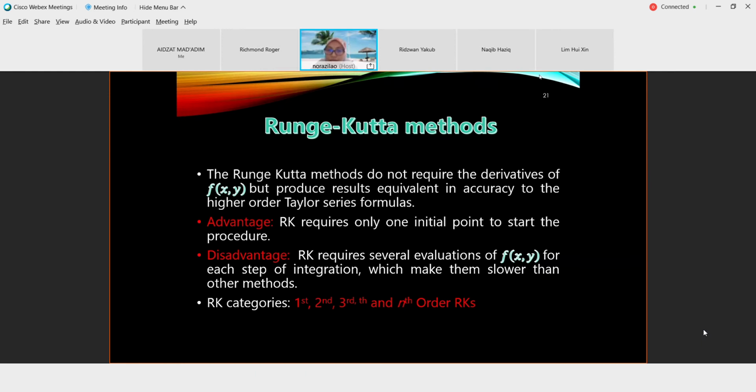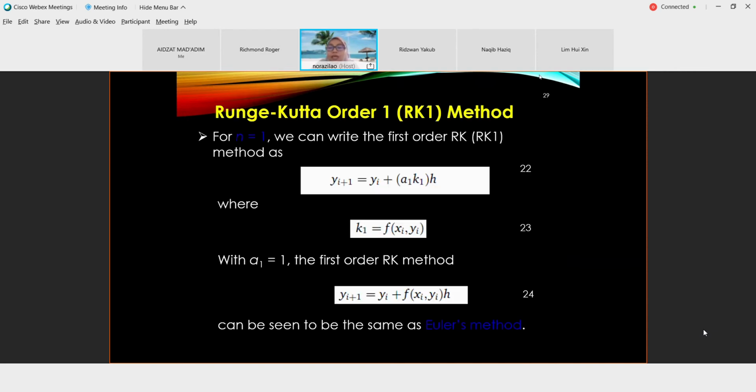For Runge-Kutta, I need to introduce you up to fourth order. However, during the test, it is up to the student whether you want to use Runge-Kutta or the Euler method. Runge-Kutta order number 1 is actually the same as Euler. It can be seen to be the same way. Remember, Runge-Kutta order 1 is the same as the Euler method.